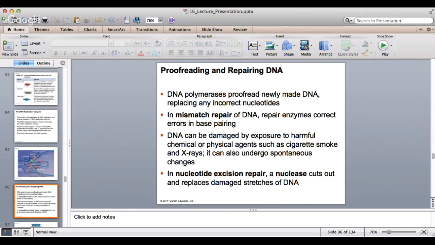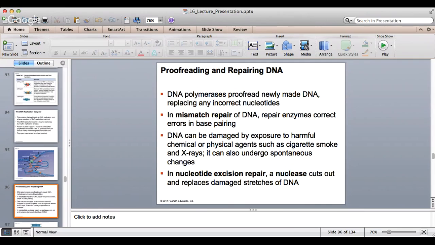Now, proofreading and repairing. DNA polymerase is like Bob the Builder, right? DNA polymerase is what goes in. He's got a tool belt. He's going to go in and add all of these new nucleotide bases and put them together. But he also has the incredible ability, think of Bob the Builder with magic glasses, right? He has the ability to repair any damage and make sure that no errors occur. Now, his job is affected by environmental factors like X-rays and UV exposure, but for the most part, there are very few errors in DNA replication because DNA polymerase is so good at proofreading that newly made DNA and correcting any errors before it continues on through mitosis.